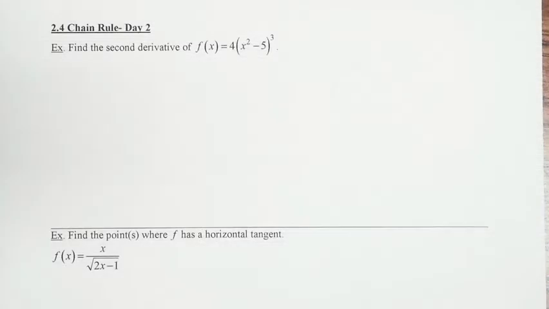Hi guys, today we're going to learn more about the chain rule. Let's look at this example. Find the second derivative of f of x equals 4 times (x squared minus 5) to the power of 3. So what are you going to do?